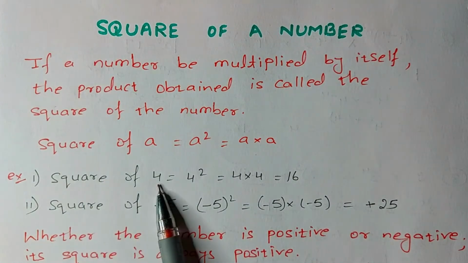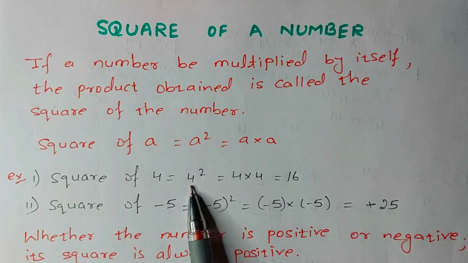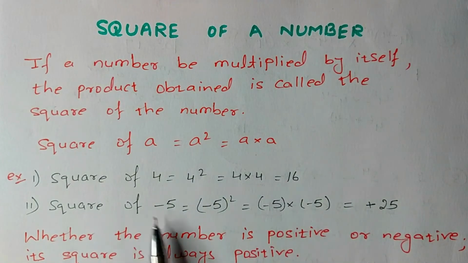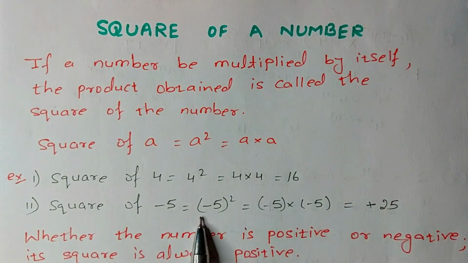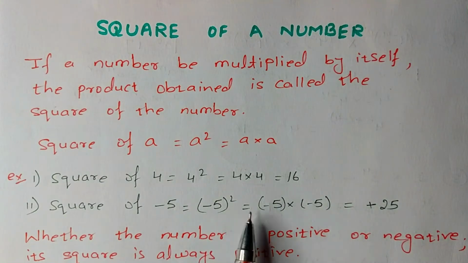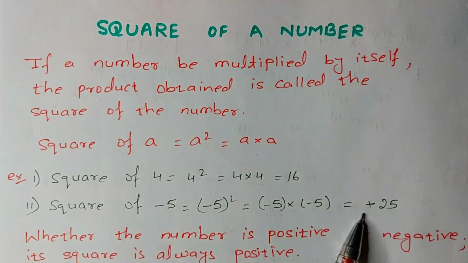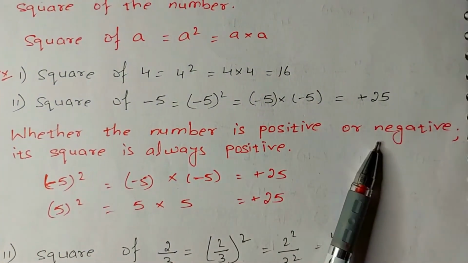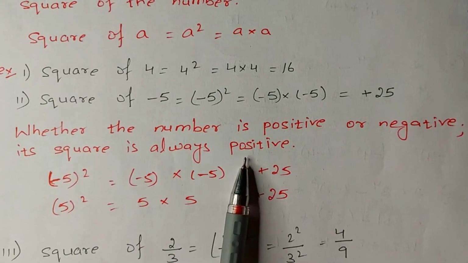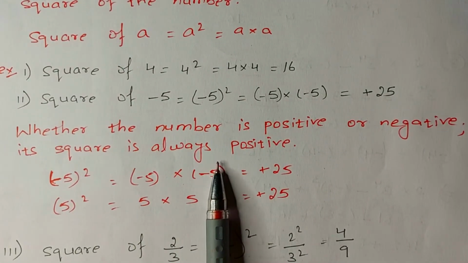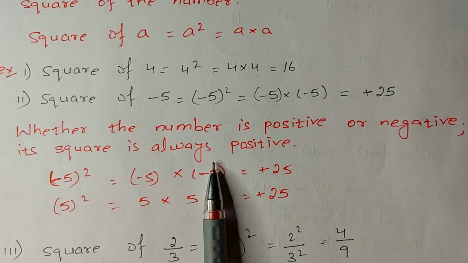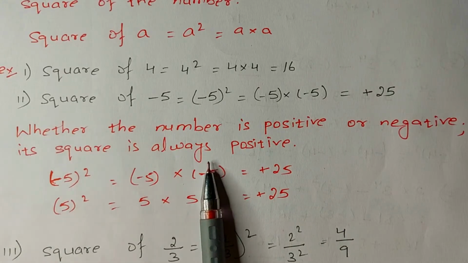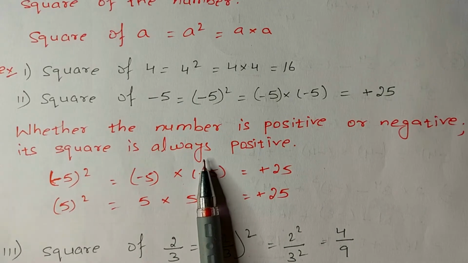Square of 4 is 4 into 4, that is 4 square, 16. Square of minus 5, that is minus 5 whole square, is minus 5 into minus 5, plus 25. Whether the number is positive or negative, its square is always positive. This is a very important thing you must remember.